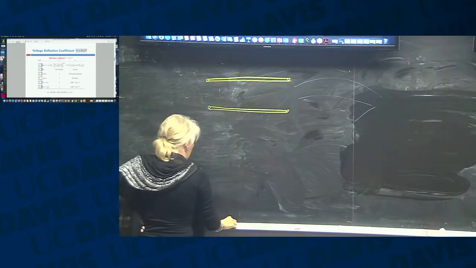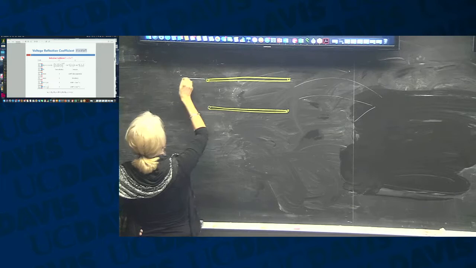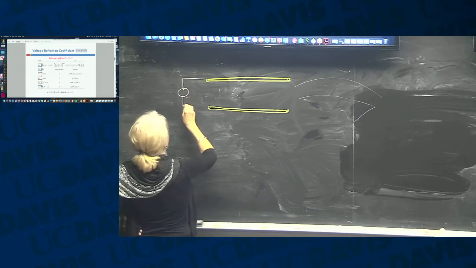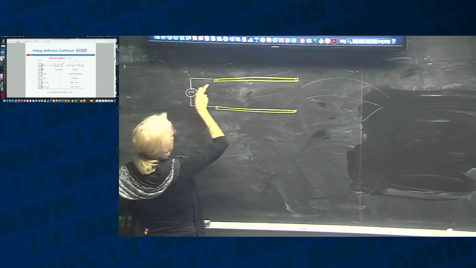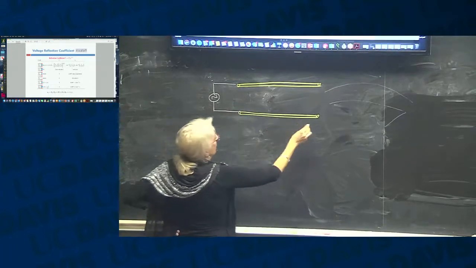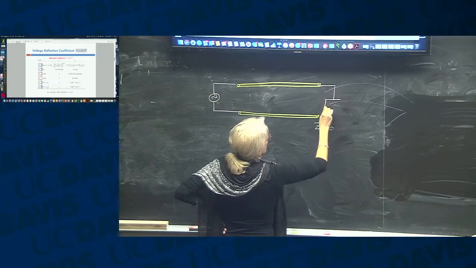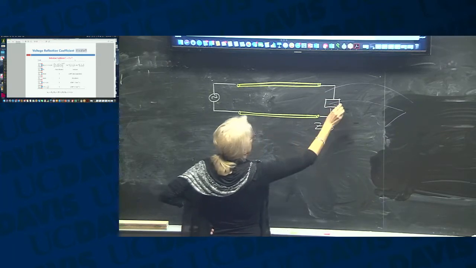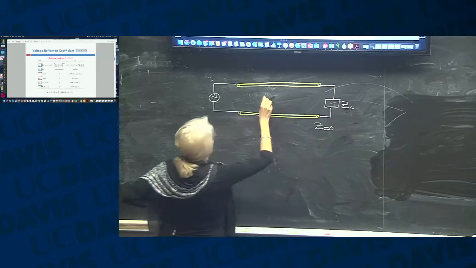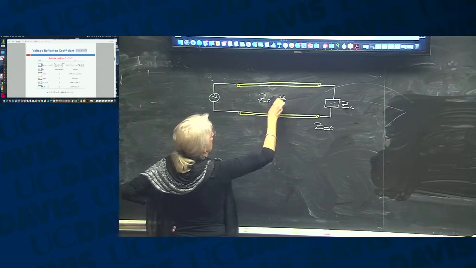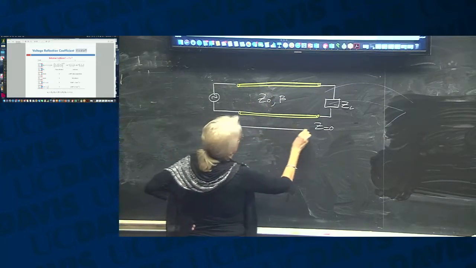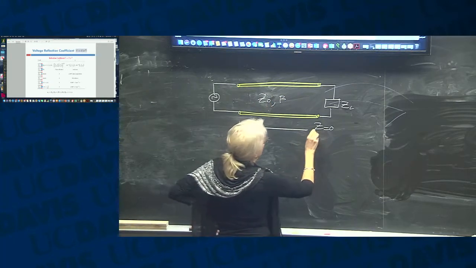And I still have the same. We have not talked about this yet. At some point later, next time, we are going to talk about what happens on this end. But we are talking about what happens here on this end: ZL, Z naught, beta, and this is whatever distance we want to give it, L, say.